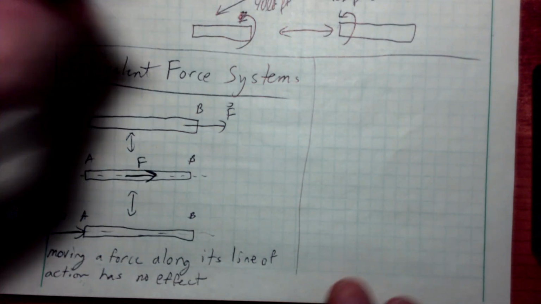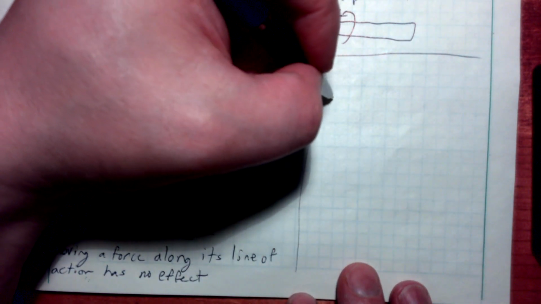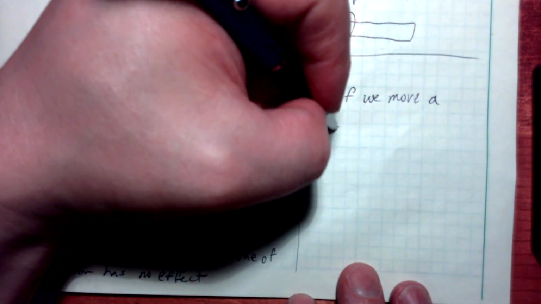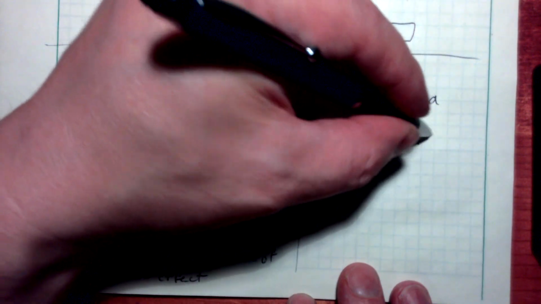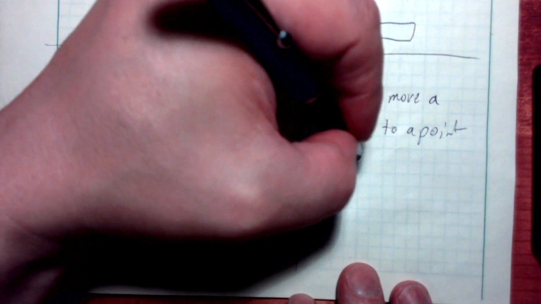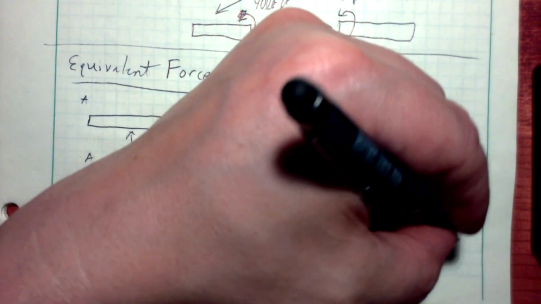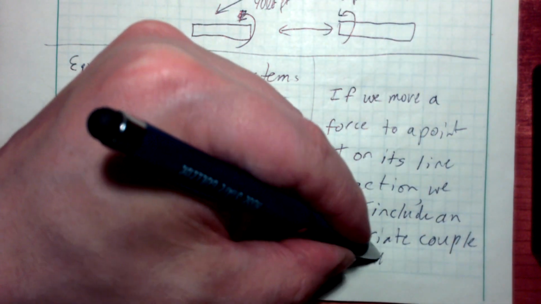So, moving a force along its line of action has no effect. However, if we move a force to a point not on its line of action, we must include an appropriate couple moment.